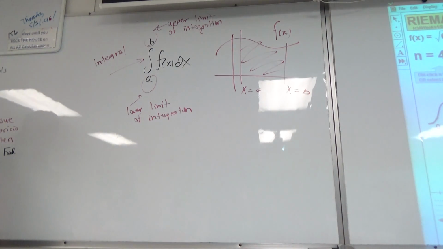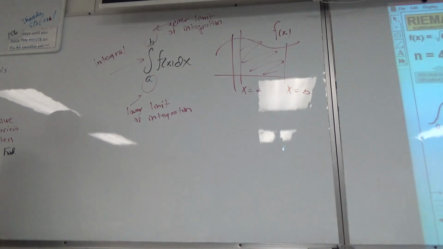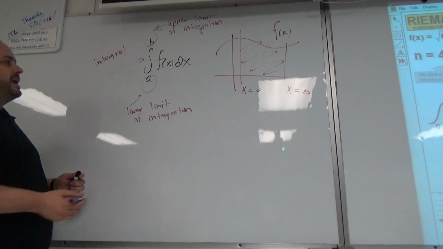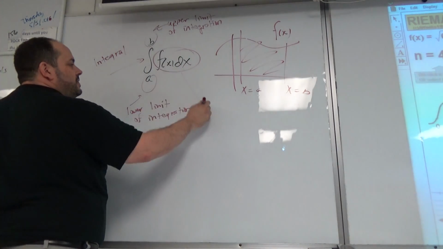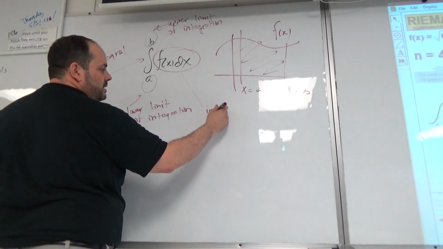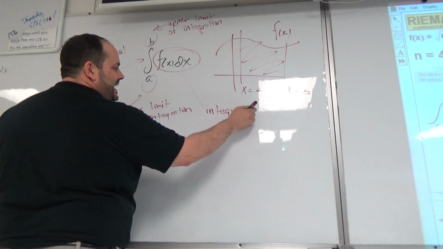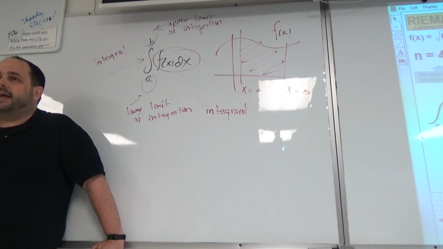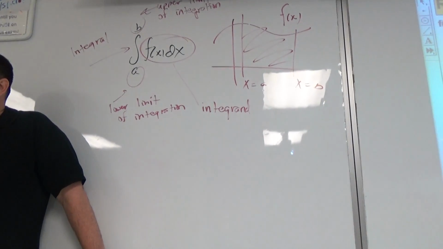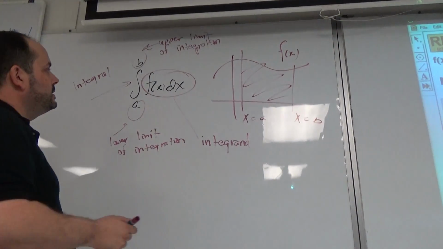We got the integral, we've got the upper limit of integration, we've got the lower limit of integration, and that's the function. Oh, good, it's the function. But when I take the f of x and the dx together, Jasmine, what do we call that? The what? Nope. Integrand. The integrand. There's one more piece that I care about. Adriana, what's the last piece?